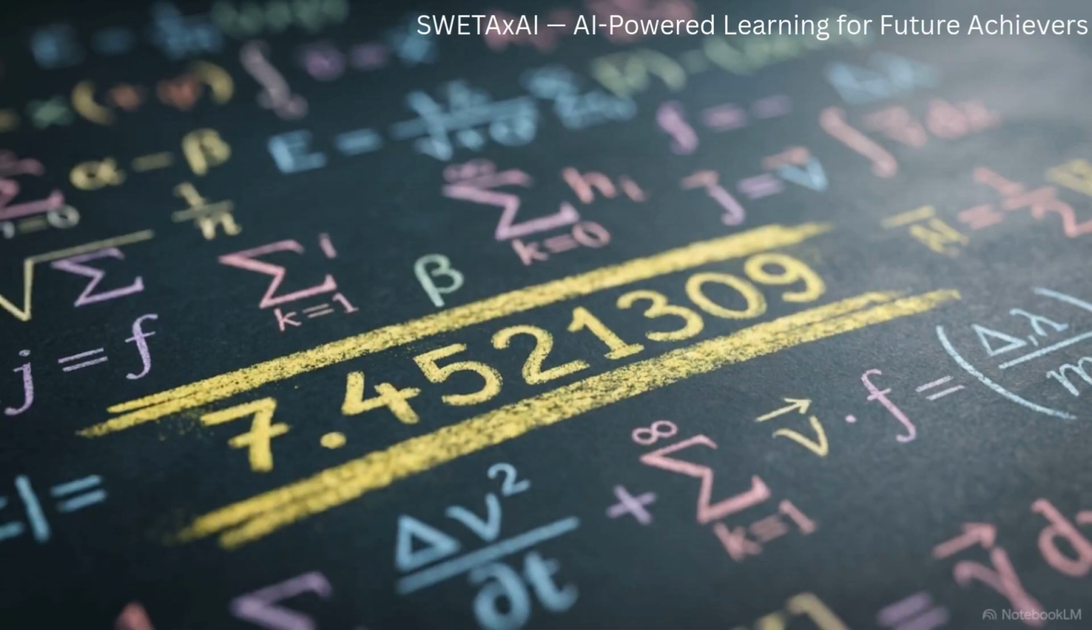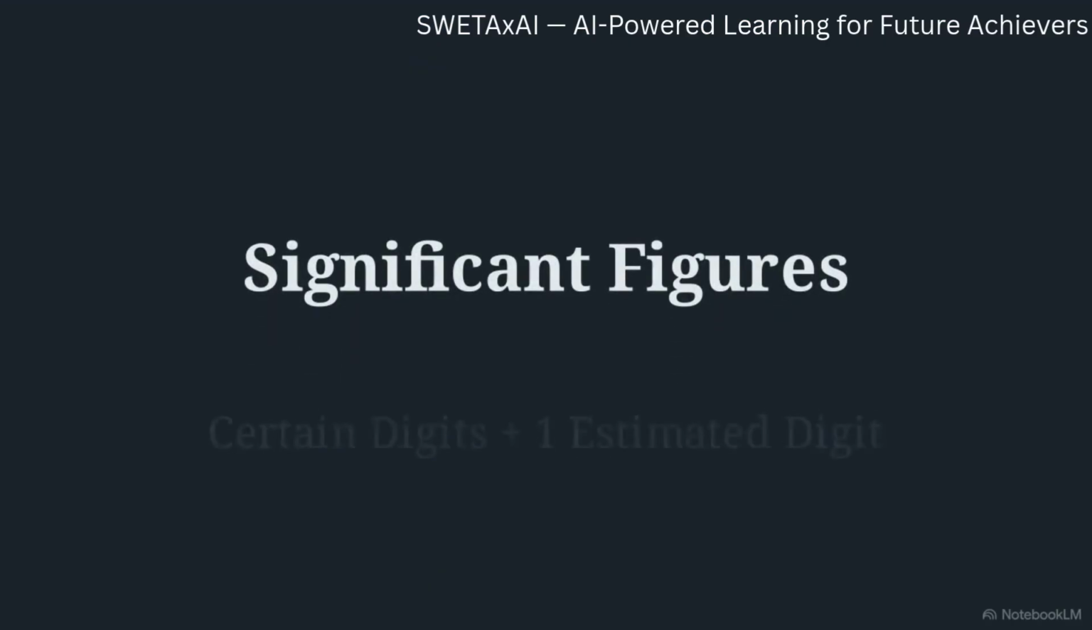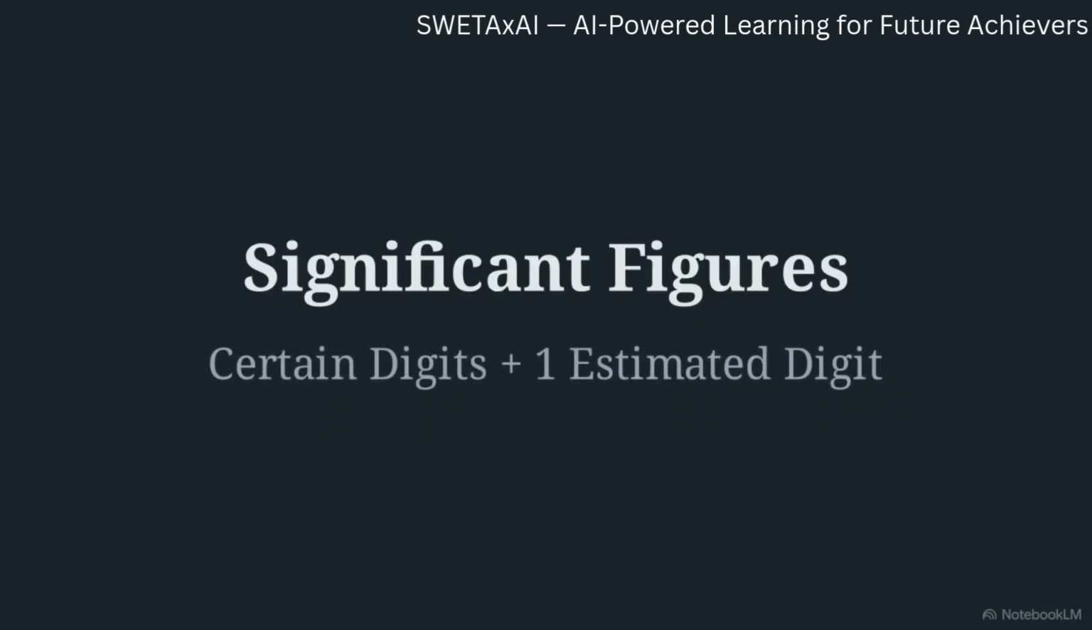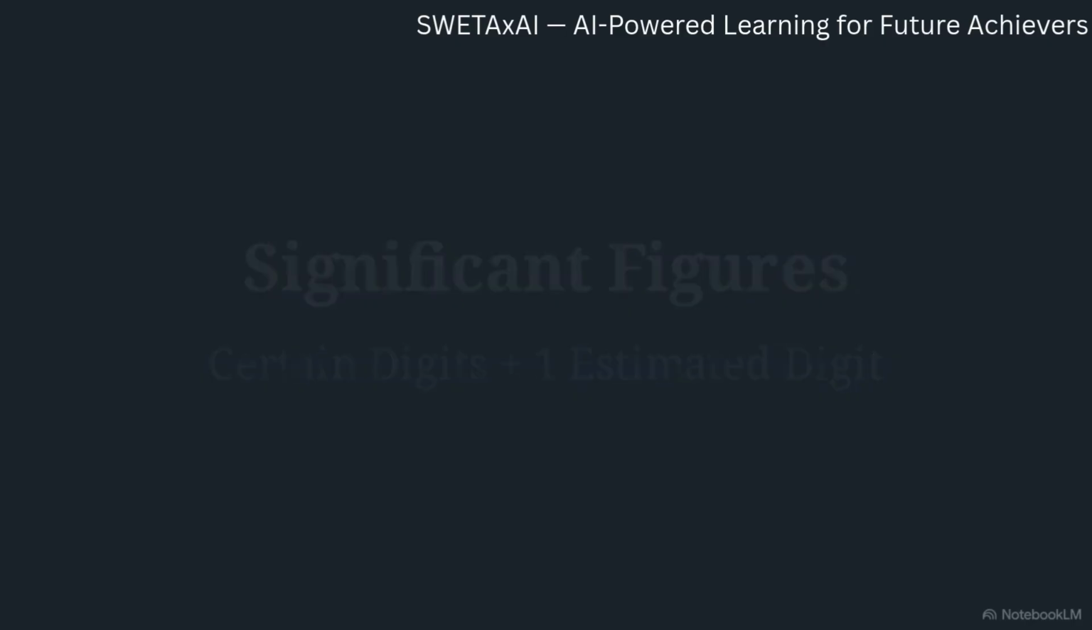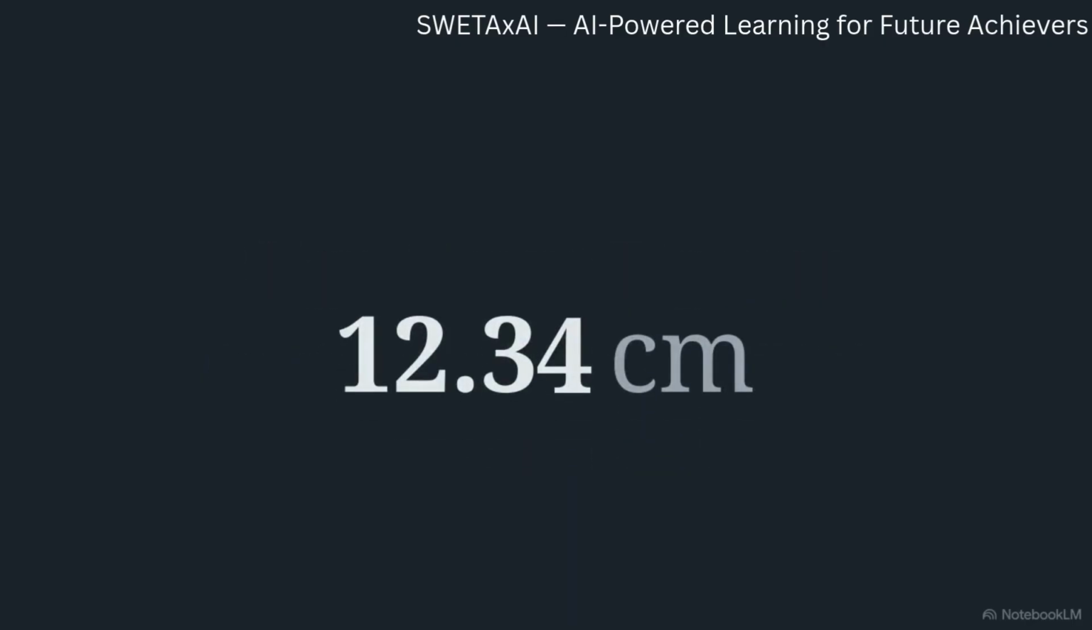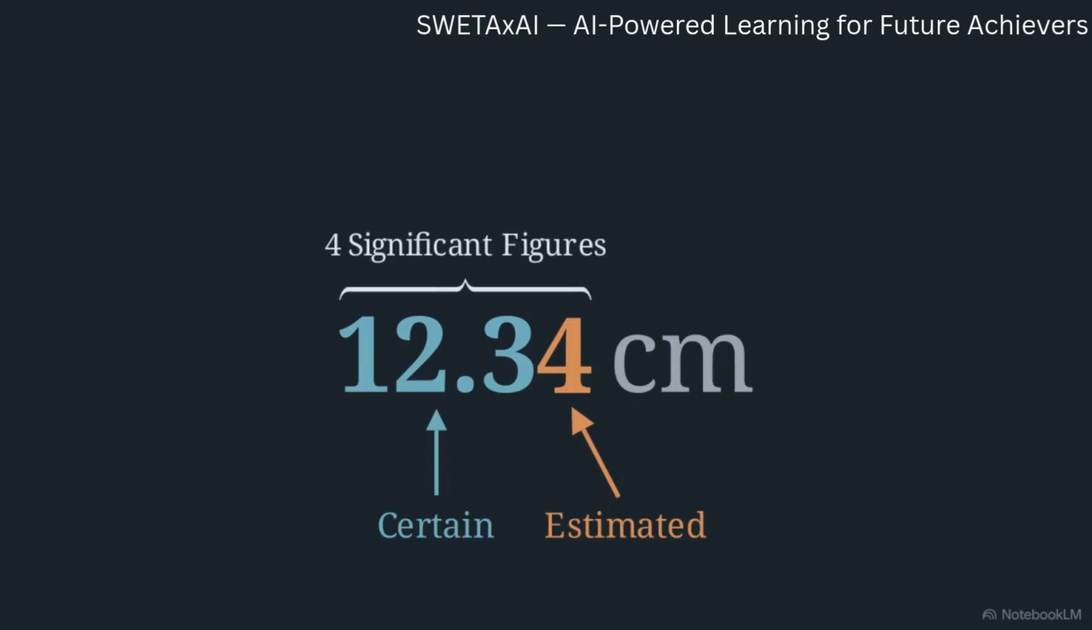We encode this limitation into our recorded data using the strict rules of significant figures. By definition, significant figures contain all the digits we know with absolute certainty, plus exactly one uncertain estimated digit at the very end. Take this measurement, 12.34 centimeters. The 1, 2, and 3 are certain. The final digit, the 4, is our first uncertain digit. Together, they give us a total of 4 significant figures.